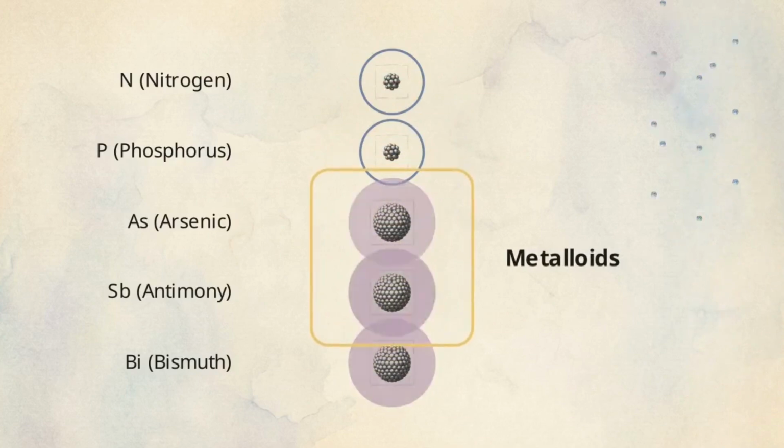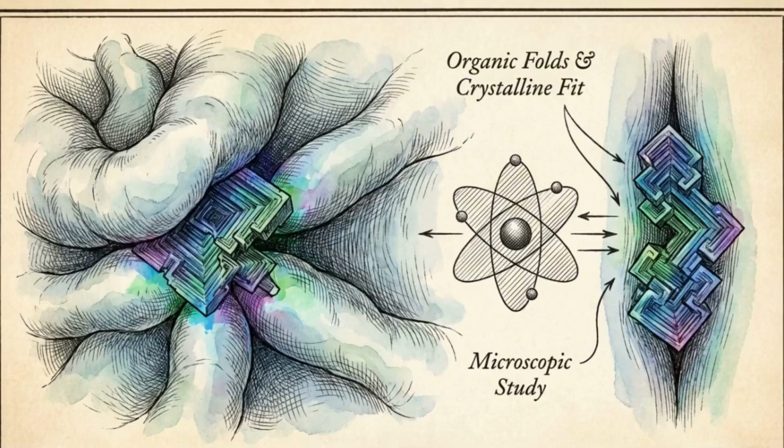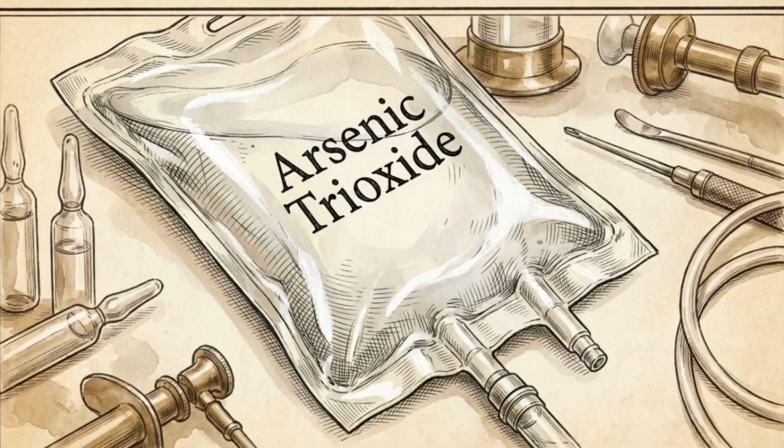Further down the group, we find uses for elements with a weaker grip. The intermediate electron grip of arsenic and antimony makes them ideal for the manufacturing of modern semiconductors. In medicine, the specific way these metalloid compounds bind to proteins allows them to interfere with cellular pathways, providing a targeted treatment for acute promyelocytic leukemia.